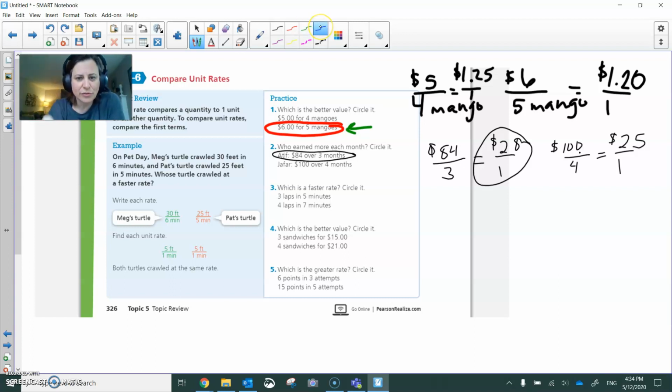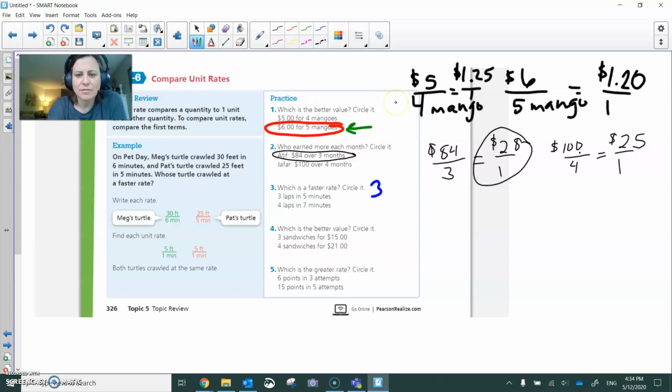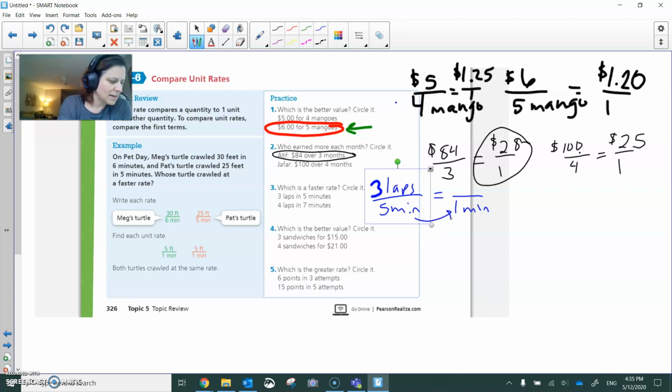Which is the faster rate? 3 laps in 5 minutes. Why does this keep getting so thick? Let's try that. 3 laps in 5 minutes. We're going to see how many laps this person could do in 1 minute. 5 divided by 5 is 1. So 3 divided by 5 is 0.6. This person can do a little over half a lap in a minute.